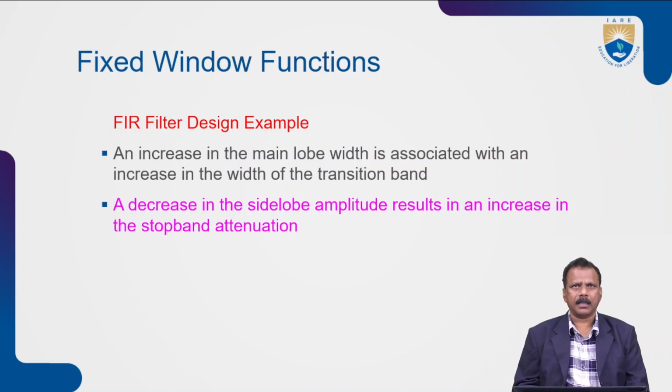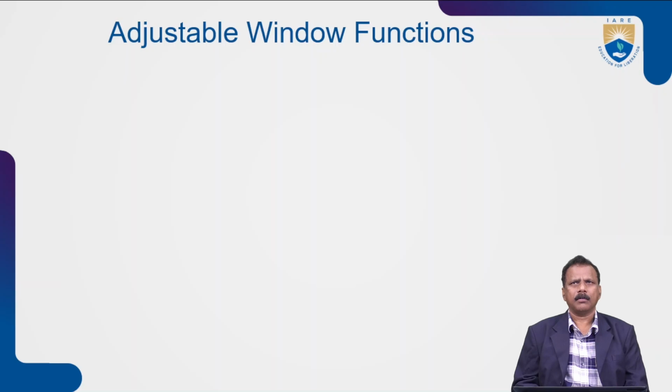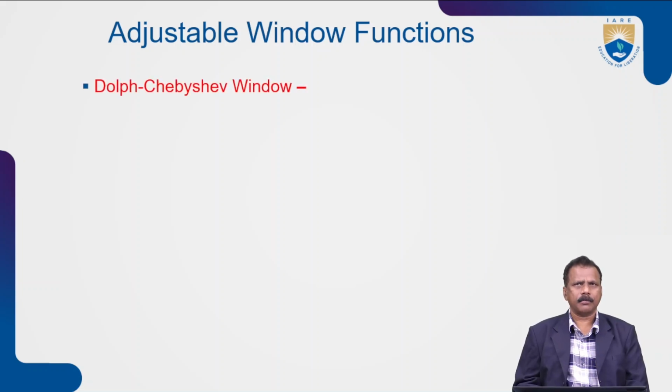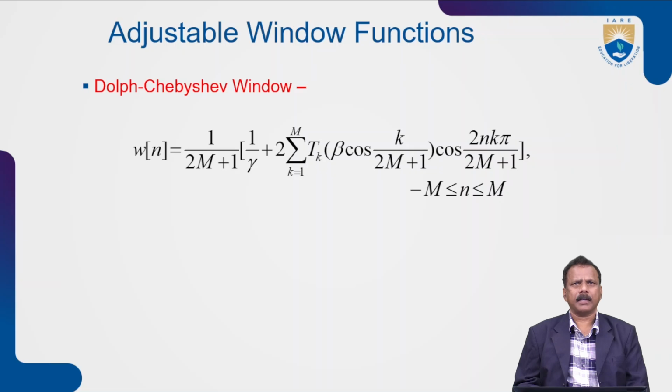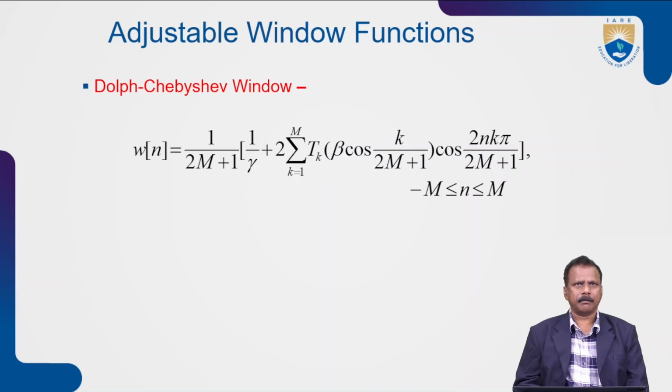Now coming to the adjustable window functions. Previously we covered the fixed window functions; now we come to adjustable window functions. We can consider the Dolph-Chebyshev window. Mathematically, w[n] is equal to 1 by 2m plus 1 times [1 by gamma plus 2 summation k equal to 1 to m of T_2m of beta cos(pi k by 2m plus 1) cos(2 pi n k by 2m plus 1)]. So we go on using this m value.